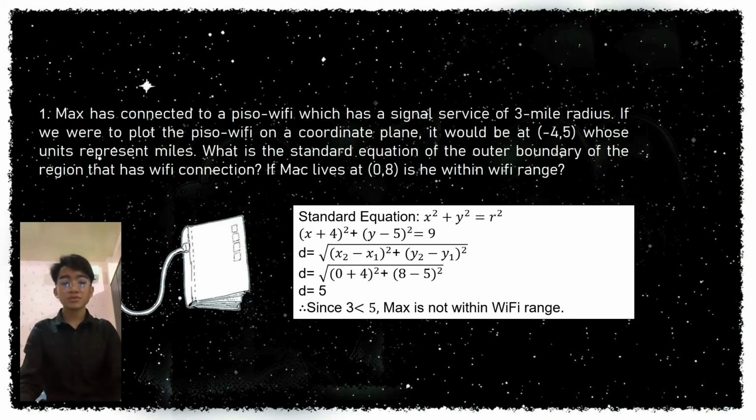We are still going to use the formula d equals the square root of (x sub 2 minus x sub 1) squared plus (y sub 2 minus y sub 1) squared, where the center is (h, k) = (-4, 5). And still, we are going to substitute the x, y and h, k to get the answer. Therefore, d equals the square root of (0 plus 4) squared plus (8 minus 5) squared. So the answer is d equals 5. Since 3 is less than 5, therefore Max is not within the Wi-Fi range.